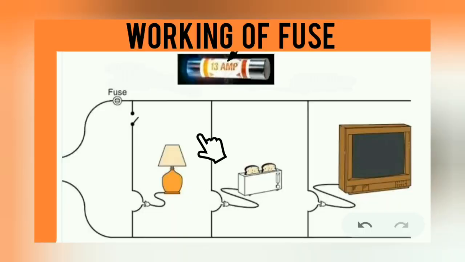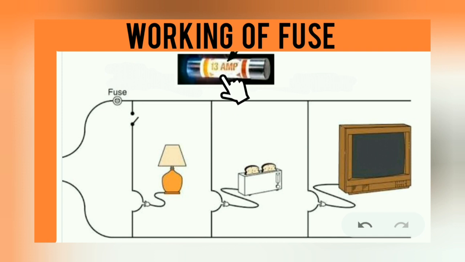Now we will see what is a fuse. What is the function of a fuse? Fuse is connected in series to the household circuit. Fuse is made up of alloy of tin and lead. It is having low melting point and high resistivity. When the current in the circuit increases, then the fuse wire melts and protects the household appliances.